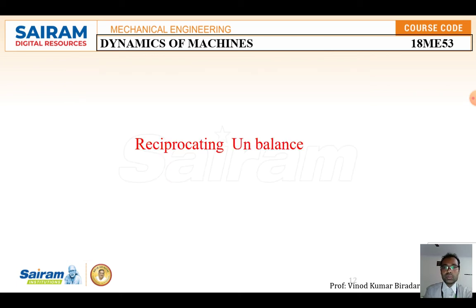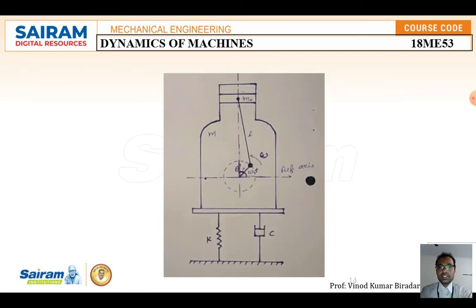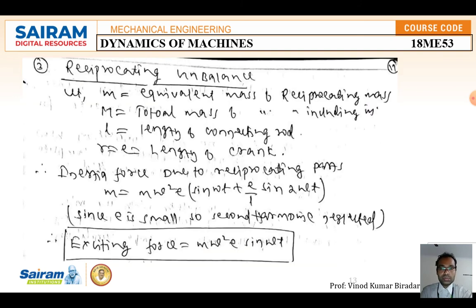Okay, so the second part is the reciprocating unbalance. We know that the reciprocating unbalance is again similar to that only. It also takes place due to the displacement position of the axis. So that is called reciprocating unbalance.